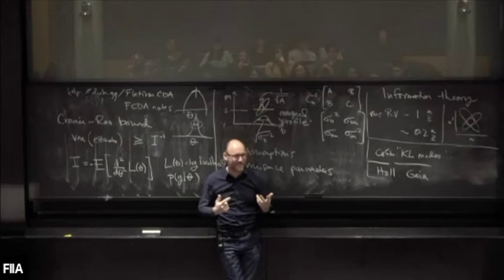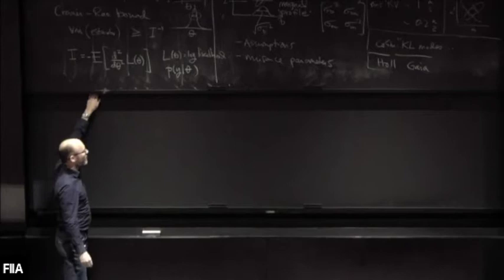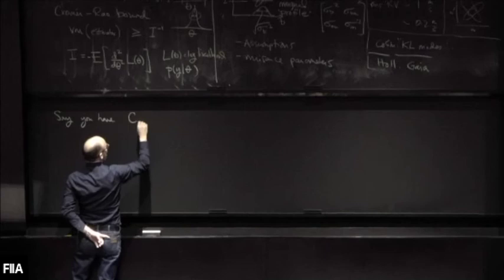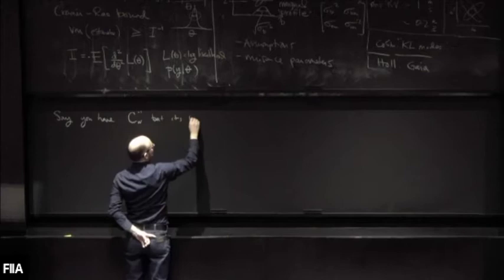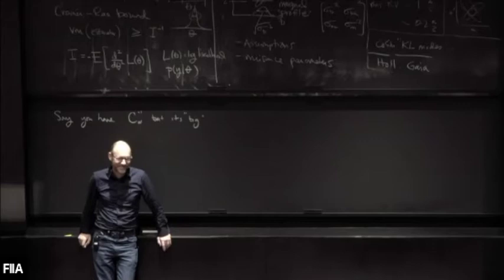Okay, let's go. So first thing to say is, I mentioned a moment ago that if you have computed this CW inverse, but it's big. What does the word big mean? The word big means you have to think about your computation. It's computationally relevant.